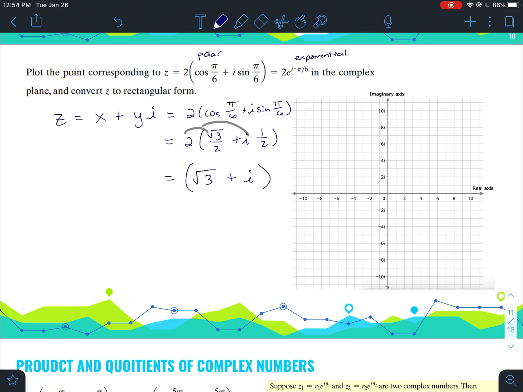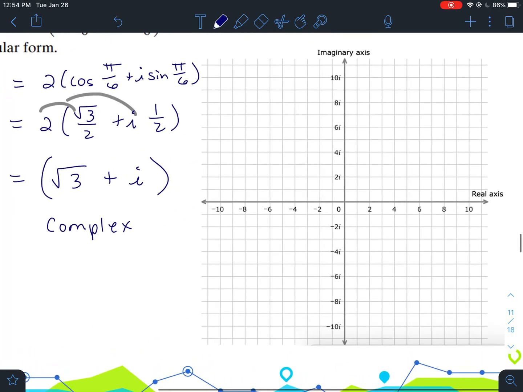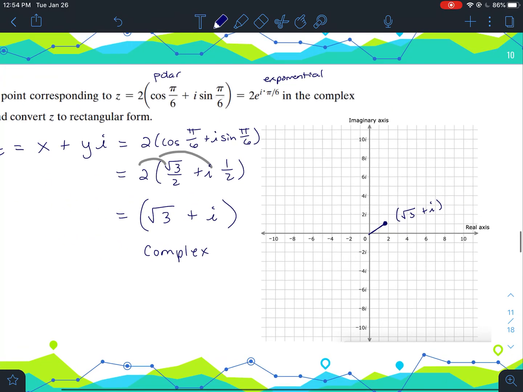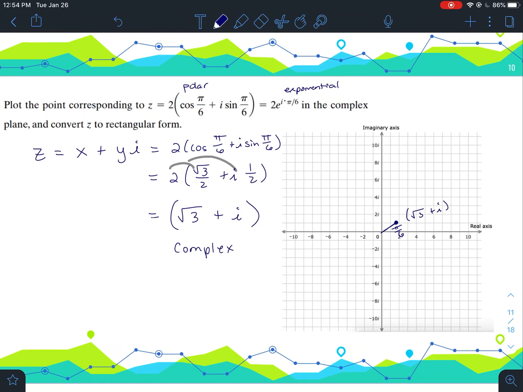And so that point in polar or exponential form, in complex form, would be the square root of 3 plus 1i. And remember the square root of 3 was 1.73, and then i. So in complex form, we would be right there, square root of 3 plus 1i. So that's where it would be. It's the point where we have a radius of 2, or the modulus is 2, and we've rotated up pi over 6 radians, or 30 degrees.